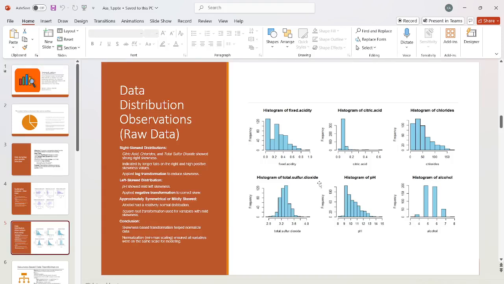Data transformation observation. Many variables were skewed. Citric acid, chloride, and sulfur dioxide were right skewed. pH was slightly left skewed. Alcohol looked closer to normal. So I applied transformations like log, negative, and square root to make them more symmetrical. Then I used min and max normalization to bring everything into the same range.